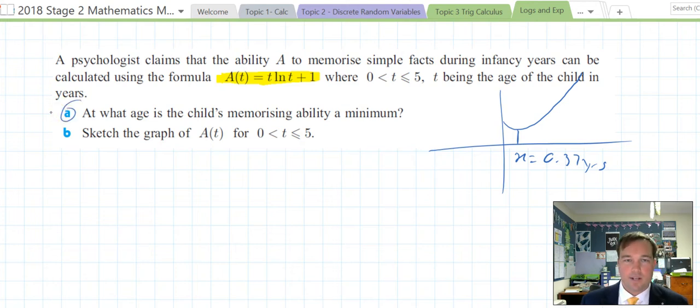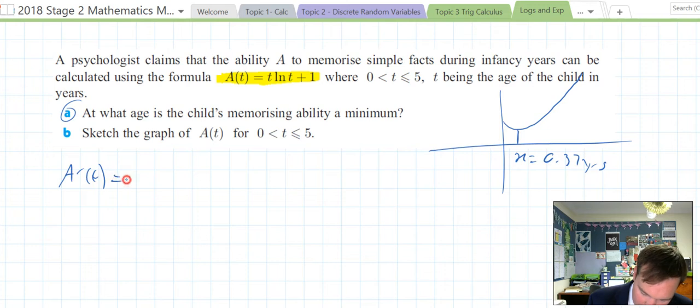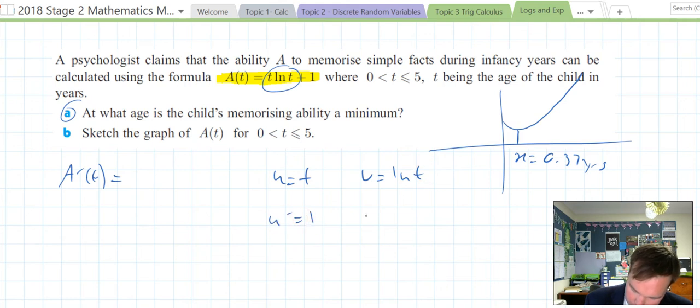But we would like to do this algebraically as well. So doing this algebraically involves finding A dash t. Now A dash t is not too bad. This is a product rule. t ln t. So we're thinking u, v. t ln t. u dash equals 1. v dash equals 1 on t. Now u dash v plus u v dash.